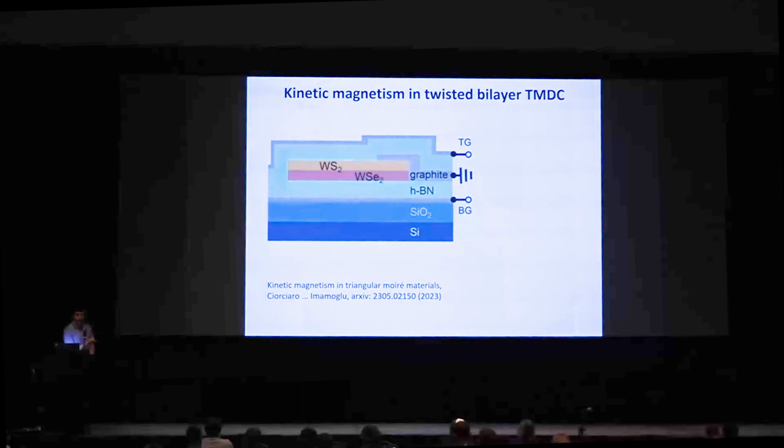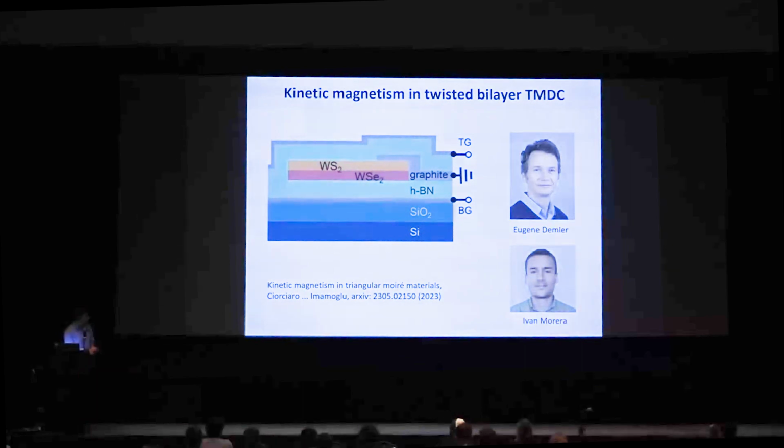And there has been a lot of work from theorists on trying to understand this magnetism. In particular, our collaborators, Eugene Demler at ETH Zurich and his student Ivan Morera, have been trying to build a microscopic theory of what's going on in the system. And they came to us with our quantum simulator, where we have more microscopic access to test their theories.